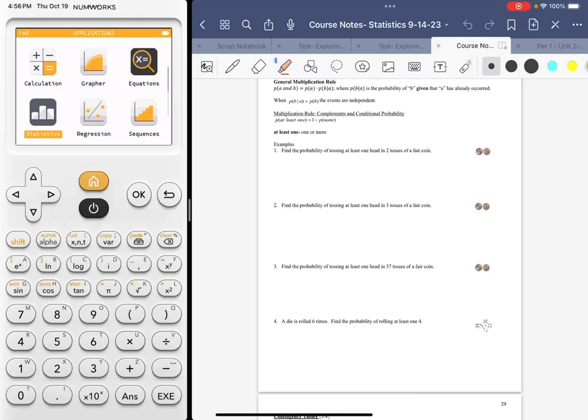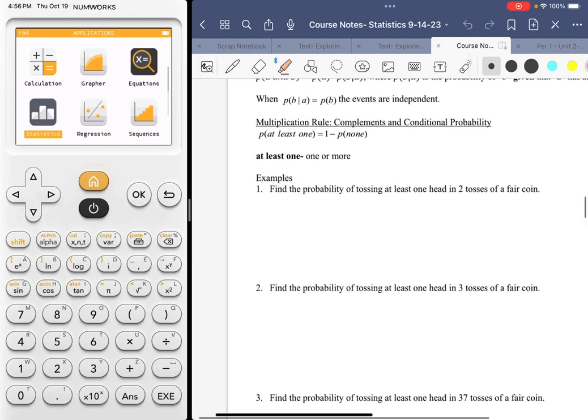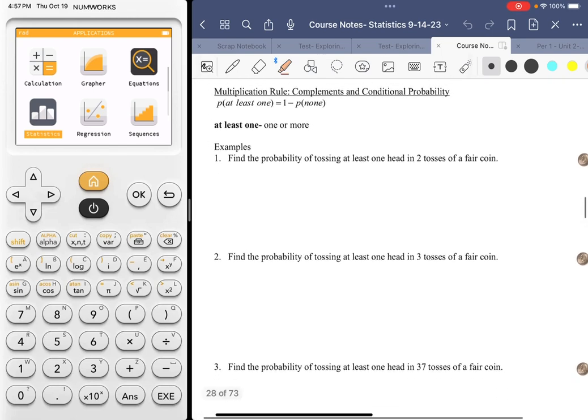In this video, we're going to be looking at complements and conditional probability. We'll start off with the at least one rule, which basically says that if you find the probability of a thing that you're not looking for, subtract it from 1, you'll find the probability of the thing that you are looking for. So in this case, it's specifically at least one of something.